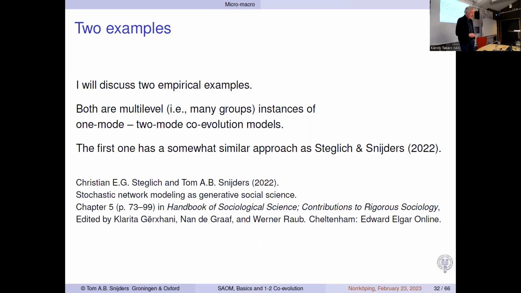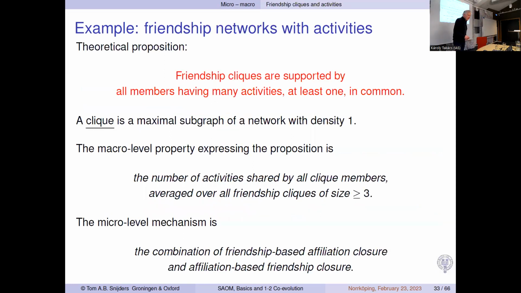And I will discuss two empirical examples of this, and both are multi-level examples, that is, many groups examples. The first one is a bit similar, although still different from the chapter I wrote with Christian in the Handbook of Rigorous Sociology. And here I've got a micro-macro idea.